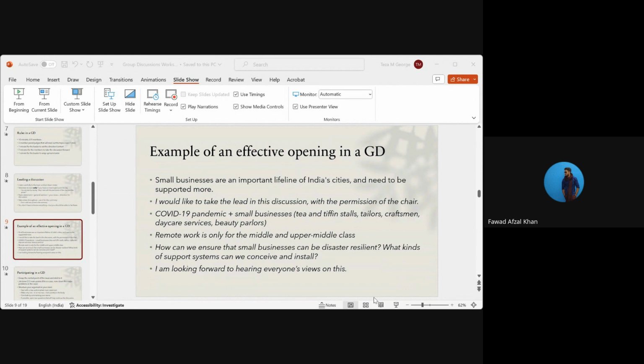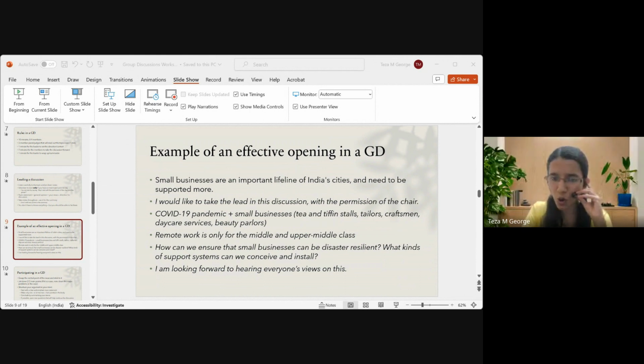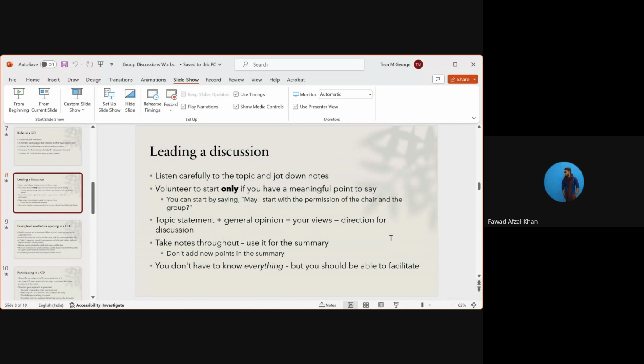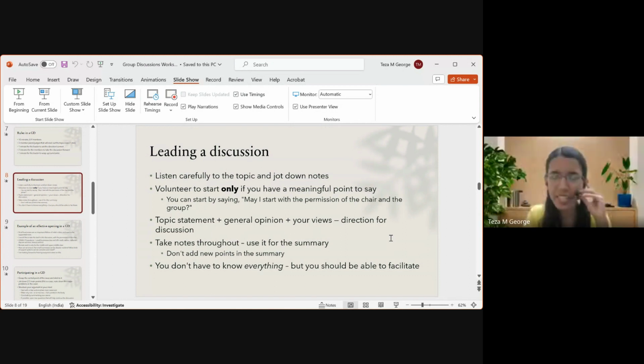A leader's opening statement consists of a few things. What are those things? Look over here. The topic statement, the general opinion on the topic, their own views, and all of these things are delivered in such a manner that it sets the direction for further discussion. Remember? This is what is contained in a leader's opening statement.